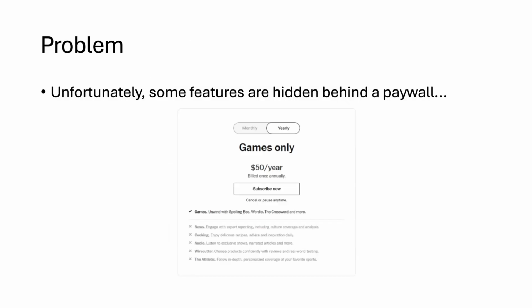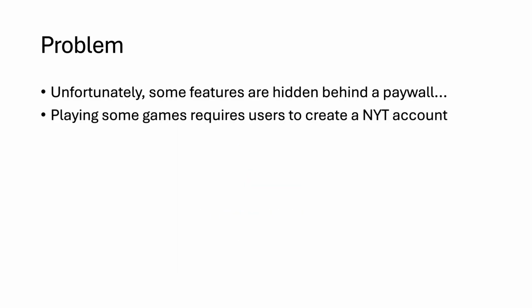So firstly, unfortunately, some of the features are hidden behind a paywall. Users have to have a New York Times subscription and pay either monthly or yearly in order to be able to access some features. For example, keeping track of high scores or being able to see the results of past games. Additionally, playing some of the games requires users to create a New York Times account.